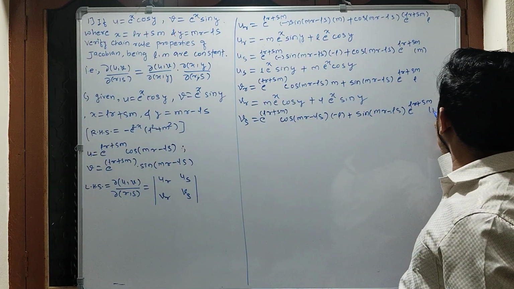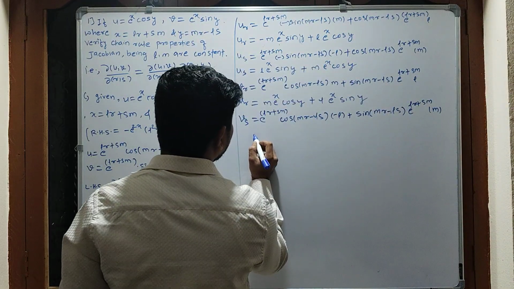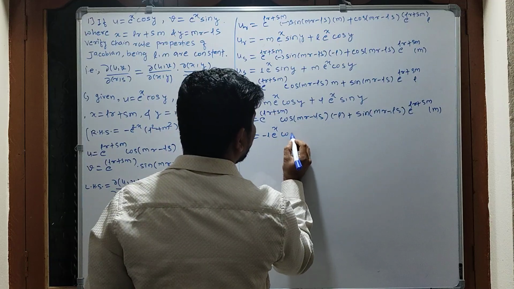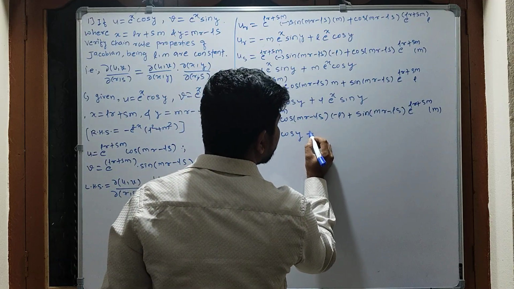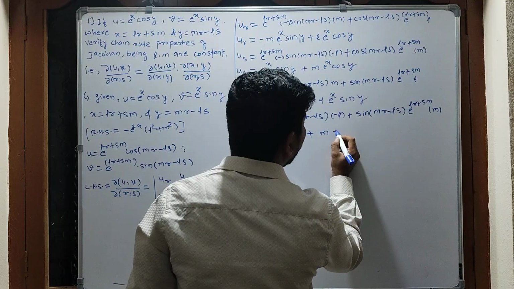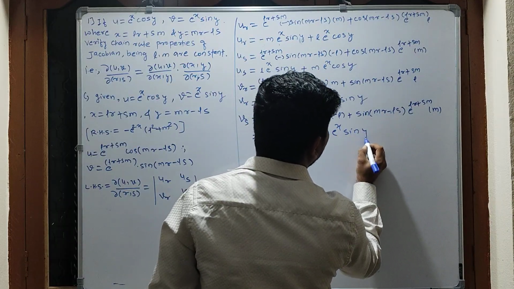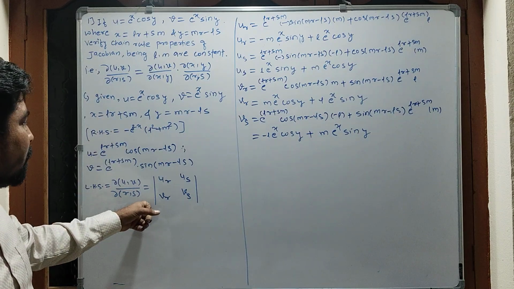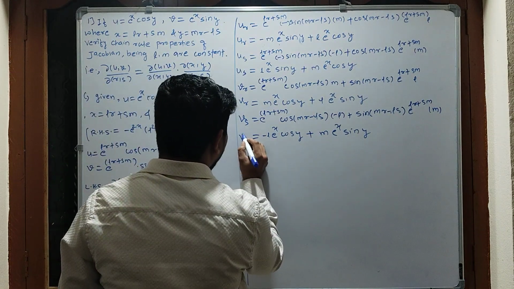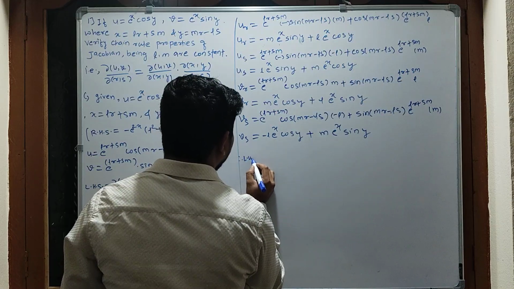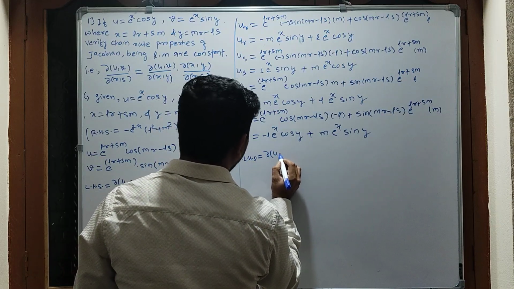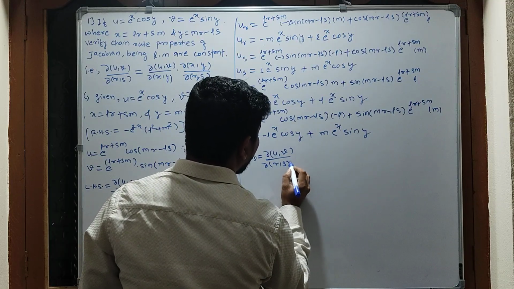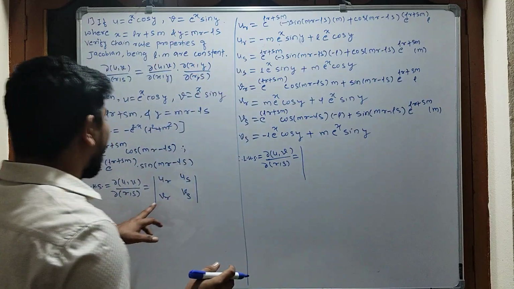So here with respect to s, that is m, which is equal to minus l e to the power x cos y plus m e to the power x sin y. Now I want to take the left hand side equal to the Jacobian of u comma v with respect to r comma s, so just put this value in this determinant.